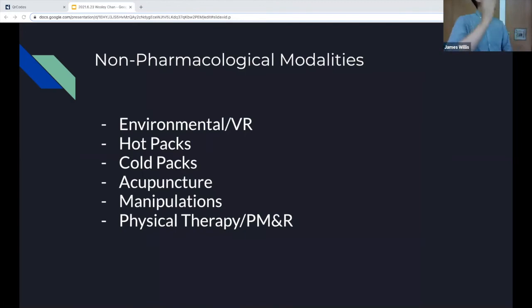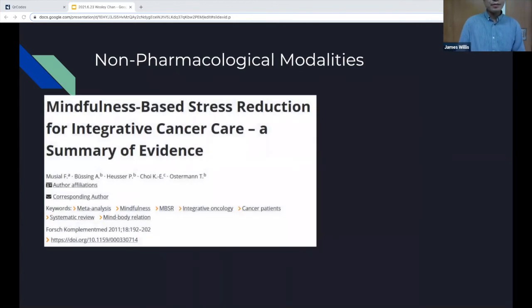The first modality I want to mention is the non-pharmacological modalities, like the environmental, hot packs, cold packs, acupuncture, manipulations, physical therapy. One thing to remind yourself as you're treating pain is the environmental aspect, making sure you create a lower stress environment, even though it's a little hard in the ED. Make sure you acknowledge their pain and give them a lower stress level around them, whether it's dimming the lights or other things to help with the environmental aspect.